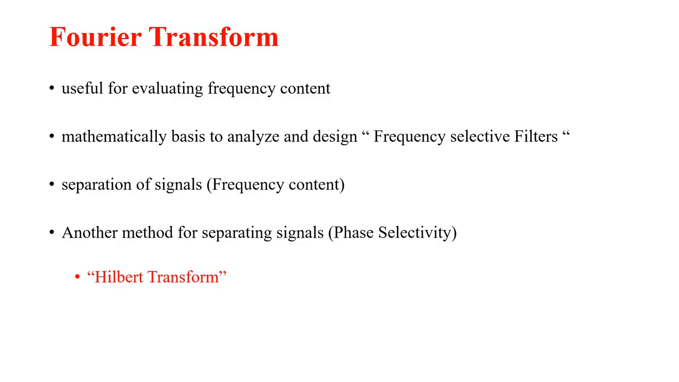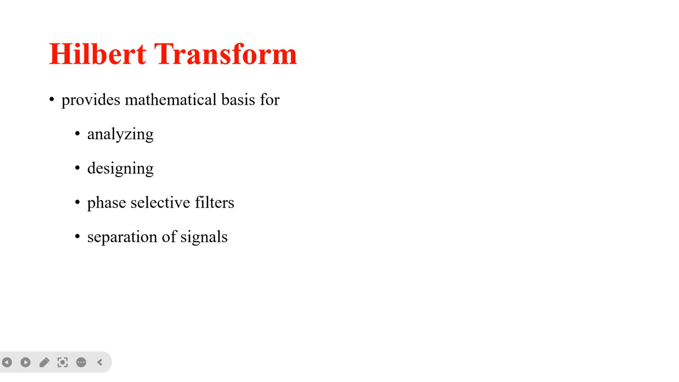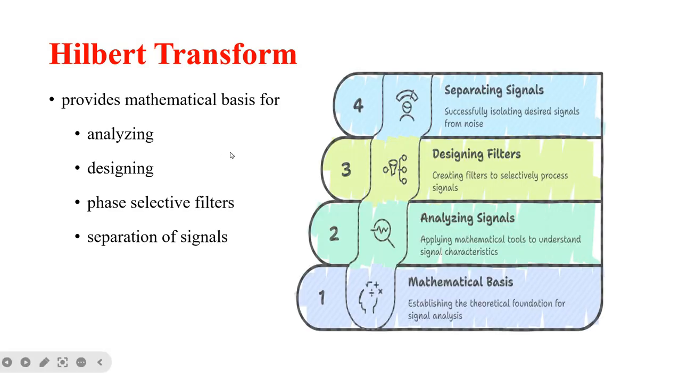So there is another method for separating the signals based on the phase selectivity, and this technique is known as the Hilbert transform. Therefore, Hilbert transform provides a mathematical basis for analyzing and designing phase selective filters for separation of the signals. So these are the four stages of the Hilbert transform. That is, it will establish a theoretical foundation for signal analysis, then apply mathematical tools to understand the signal characteristics and create filters to selectively process signals and successfully isolate desired signals from the noise.